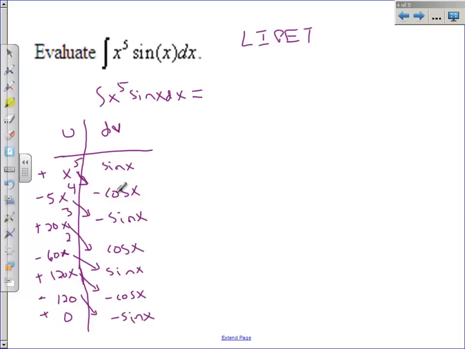X to the fifth times negative cosine x, we multiply those two, and so this, we're going to start with a positive, but since we multiply x to the fifth times negative cosine, that gives me negative x to the fifth cosine x, then minus 5x to the fourth times negative sine. And when I do minus and negative, that's going to turn it into a positive. So plus 5x to the fourth times sine x. I'm going to run out of room. Okay, so I've done that. And then plus 20x cubed cosine x.